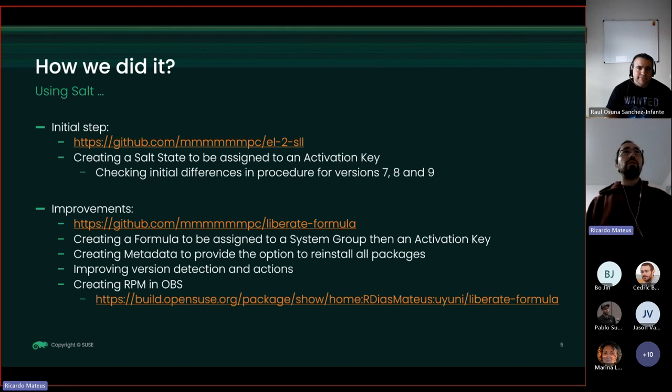This is the initial step. So we have this link in here. It was the first repository where we basically made an activation key and the configuration channel to apply some salt states to the migration. And the next step was the improvement part.